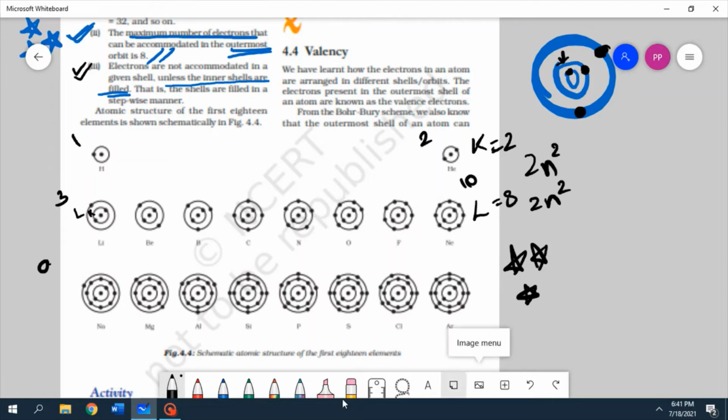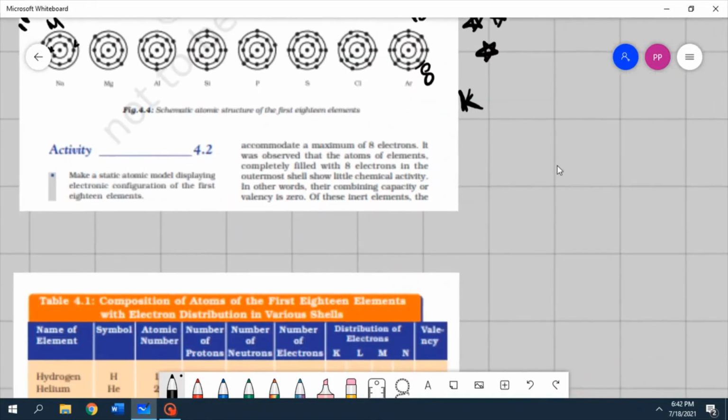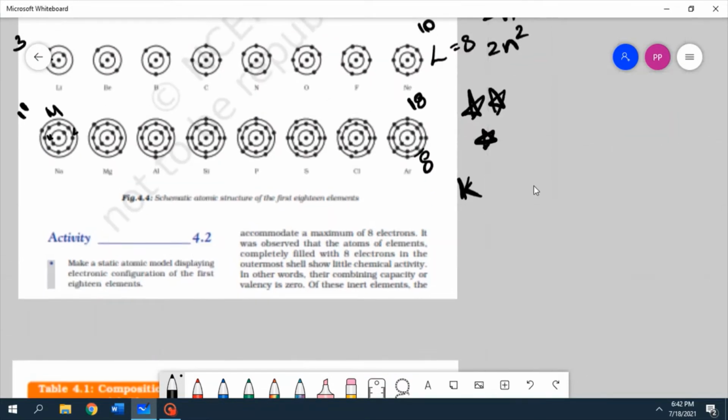So from elements 11 through 18, they have K, L, and M shells, and even the M shell can hold a maximum of 8 only. Because for the next element, which would be potassium, its symbol is K because its Latin name is Kalium. Remember from the previous lecture, potassium is K.